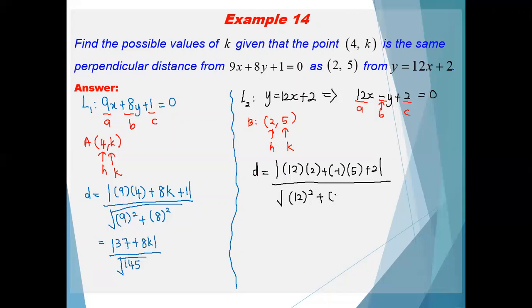squared plus negative 1, okay, B, negative 1 squared, equal to modulus 21 over square root of 145. Okay, so compare the answer.